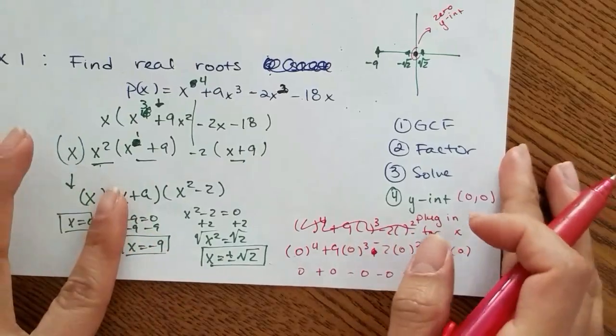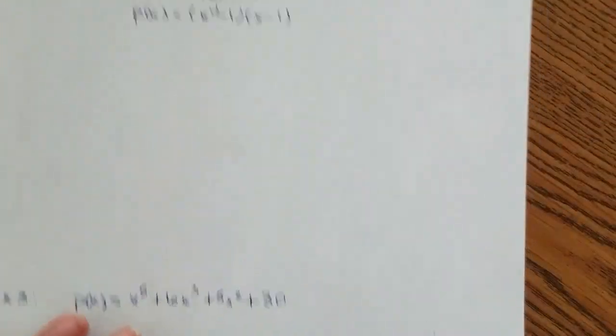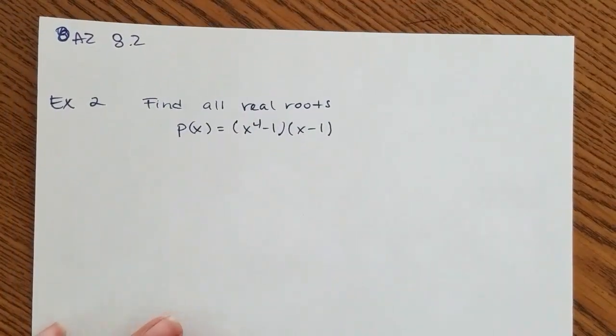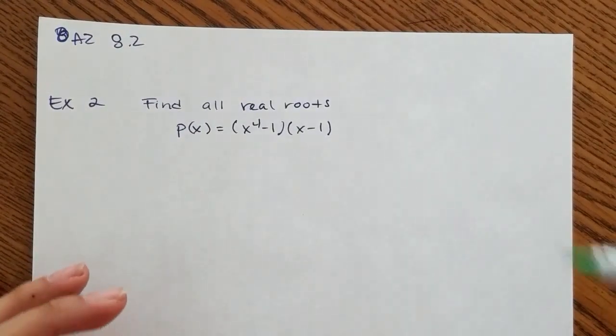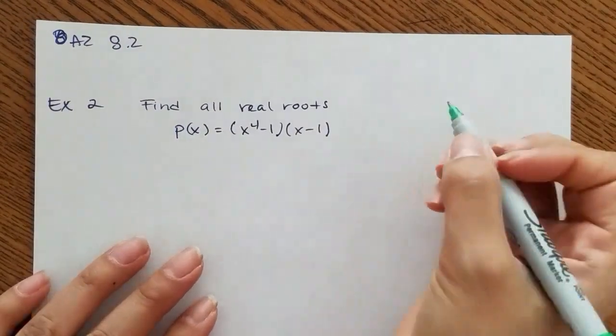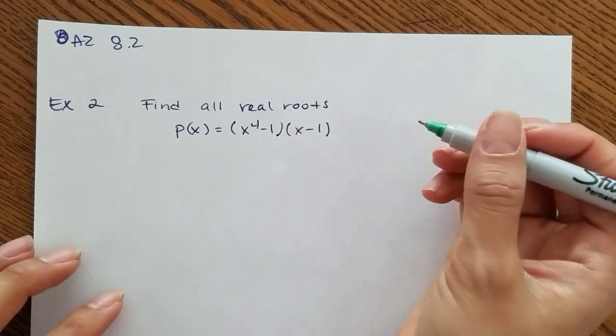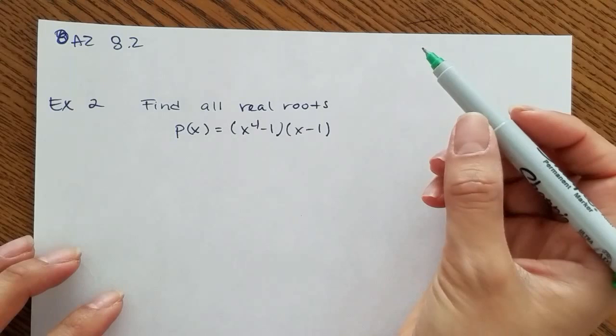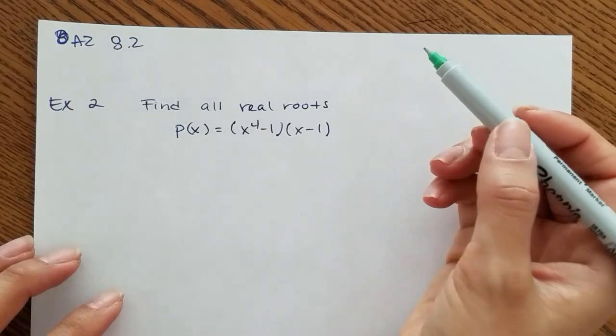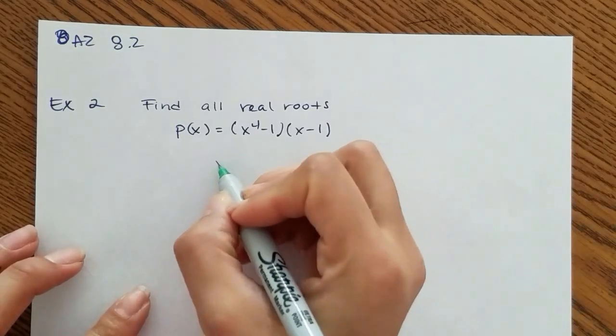Okay, I'll do one more example for you. So this one's already factored. We need to find all of the real roots and the y-intercept. So this one's going to be easy. We can set this one equal to 0.